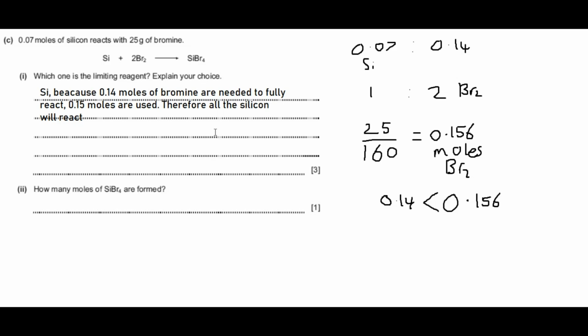So how many moles of SiBr4 are formed? This time you just do a simple reacting masses calculation using the 0.07, not the 0.156. So it's 1 to 1, so the answer, you don't even need to calculate it, 0.07 moles. And that's your answer there.